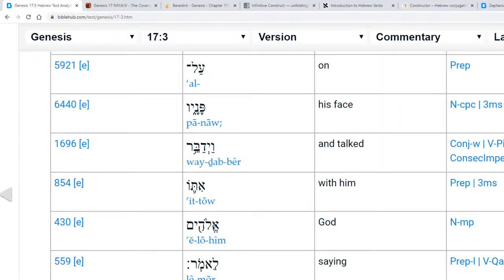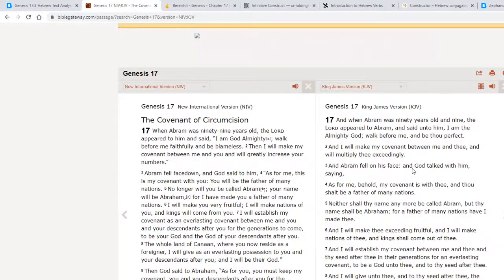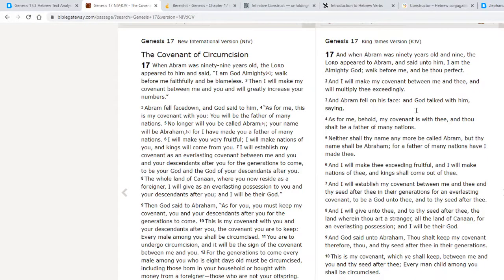So spoke with him, Elohim. This is one of the more common ways we refer to God. It is in the plural, although it's pretty much always conjugated with the singular, which is a whole other discussion. So God, le'emor, and this is in the infinitive, the aleph mem resh, which is to say, saying. So let's look at what King James does with it. "And Abram fell on his face, and God talked with him, saying." Yeah, pretty much. NIV: "Abram fell face down, and God said to him." Okay.